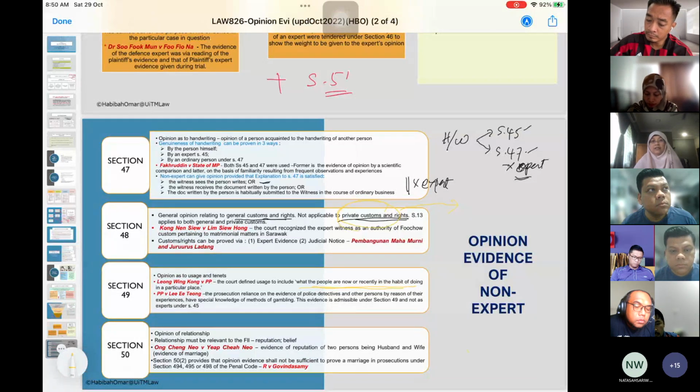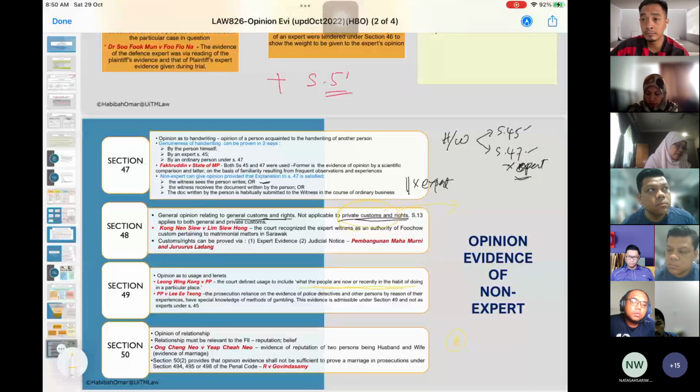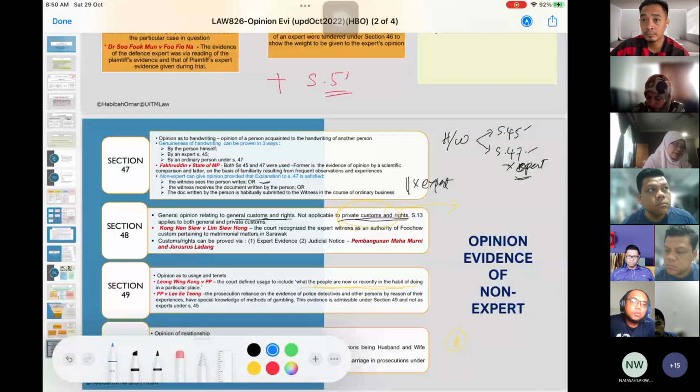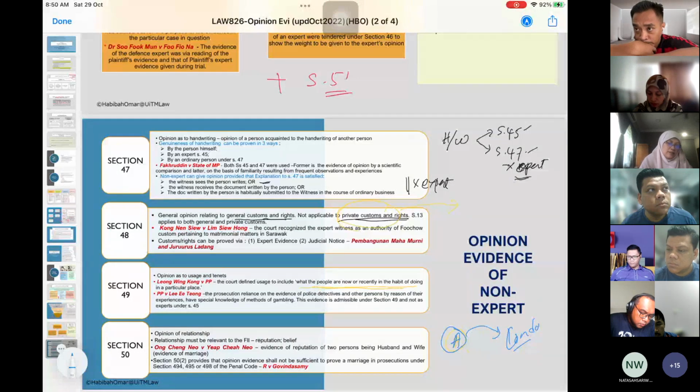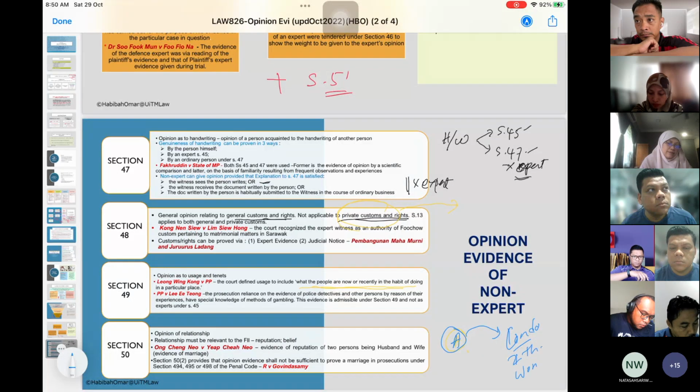So this is opinion of relationship. For example, in a defamation case, you say that A here is actually having a mistress. Why do you always see him going to that condominium, where he spends the night, and there is a child aged two years and a woman there? You know he's not married.